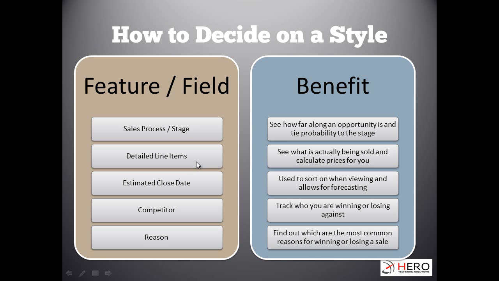If you put detailed line items in, then you'll actually be able to see what's being sold, and it'll calculate the prices for you. And then you can also do reporting, of course, on what products you're selling, how much of your total sales they're making up.